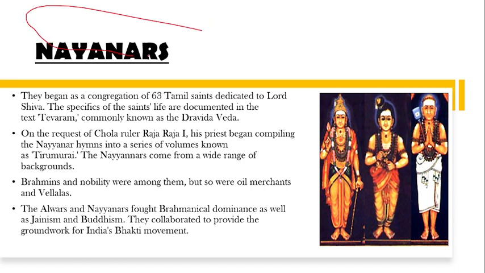The Nayanars began as a congregation of 63 Tamil saints dedicated to Lord Shiva. The specifics of the saints' lives are documented in the text called Tevaram, commonly known as the Dravida Veda. On the request of Chola ruler Rajaraja I, his priest began compiling the Nayanar hymns into a series of volumes known as Tirumurai. The Nayanars came from a wide range of backgrounds.